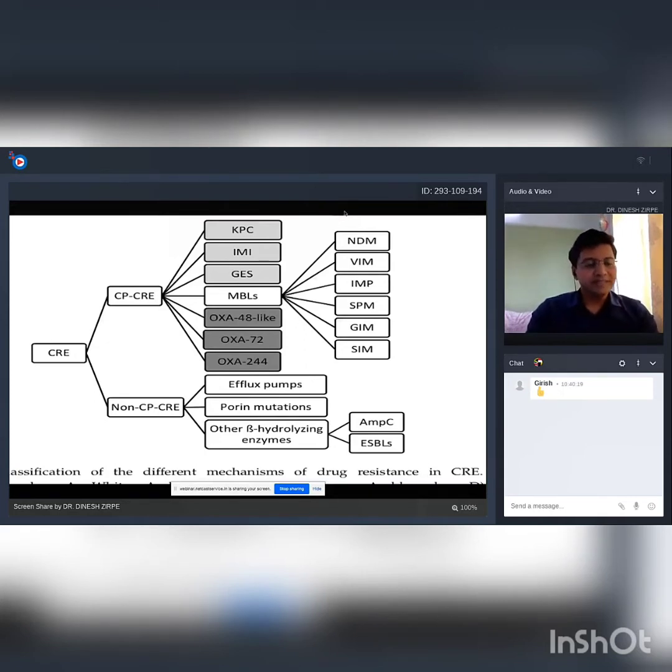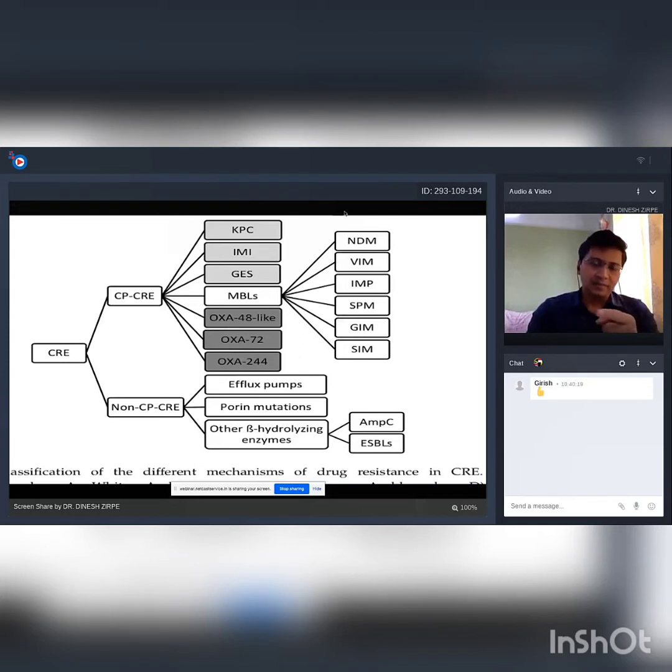The problem with NDM is that they are resistant to newer beta-lactamase inhibitors also. They are resistant to quinolones also. Like gentamicin sometimes is sensitive for some CREs, but you won't be able to use it in MBLs. So in NDM, and then aminoglycosides, neither newer agents nor older agents will you be able to use against NDM.